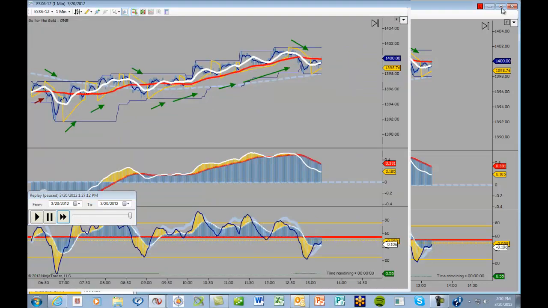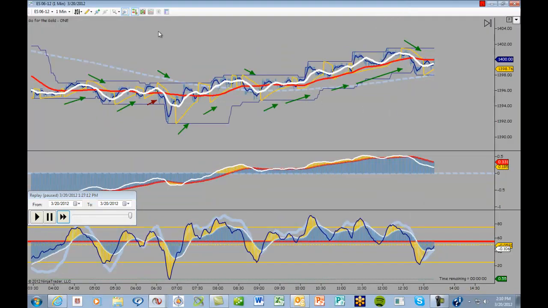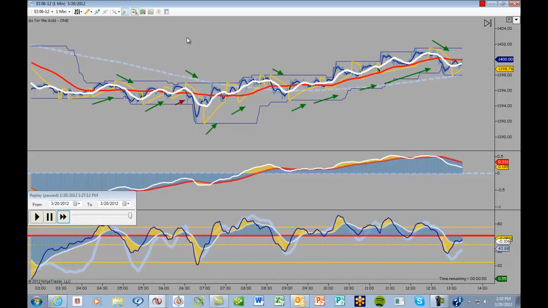And let's see how many actual trades we took here. Okay, we got 1, 2, 3, 4, 5, 6, 7, 8, 9, 10, 11, 12 winners, 1 loser. 12 and 1, $1,550 with 3 contracts.